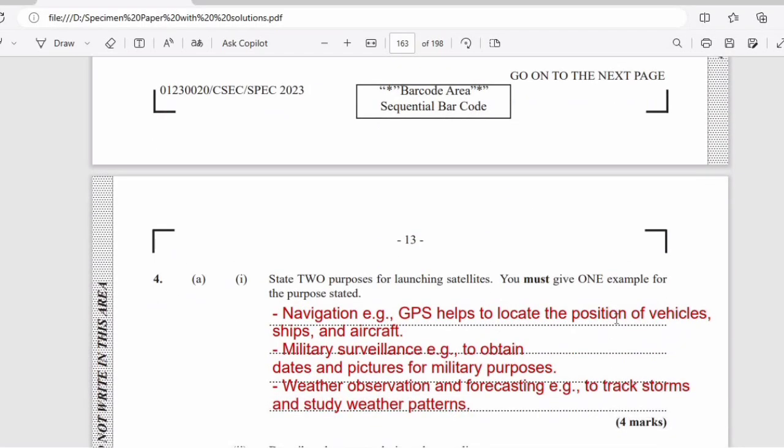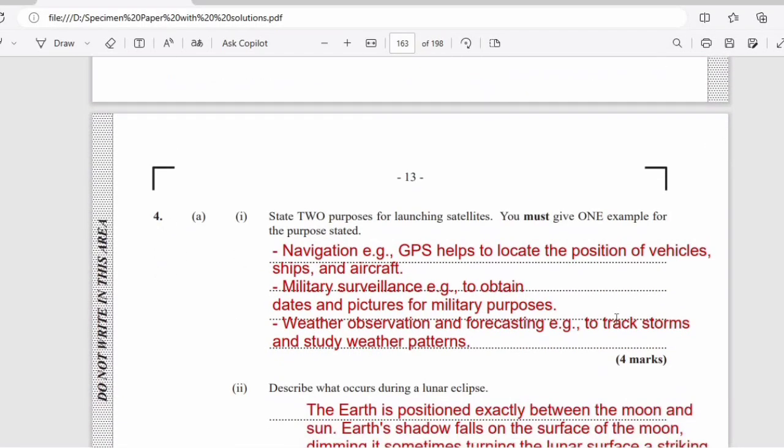We're at question 4. State 2 purposes for launching satellites. Now guys, satellites is this topic that you find at the very, very back of your syllabus and your textbook, so sometimes you don't look over it. If you can brush it, if you can just prep it, that would be good, because we really and truly don't know what they're going to be putting on the exam you're studying for. State 2 purposes for launching satellites. You must give 1 example for the purpose stated.